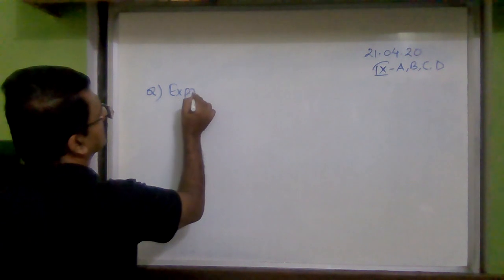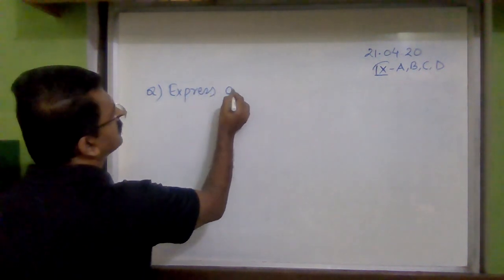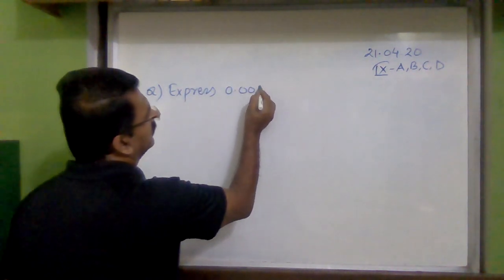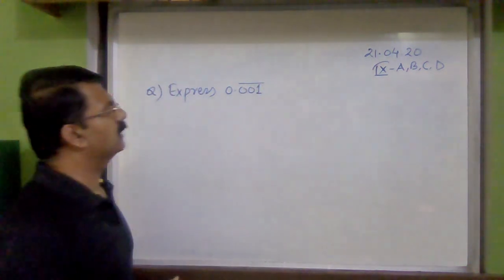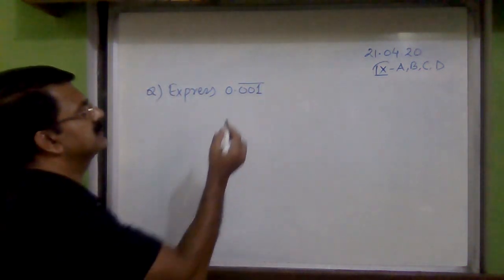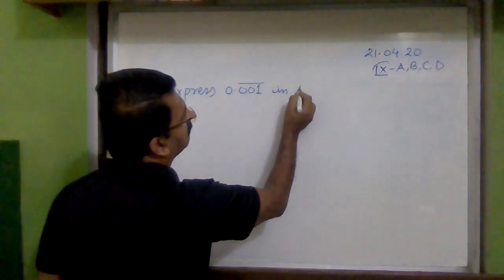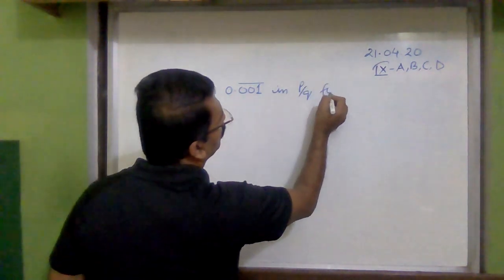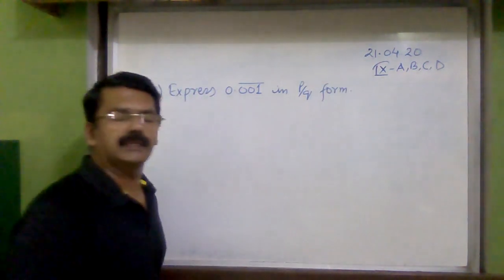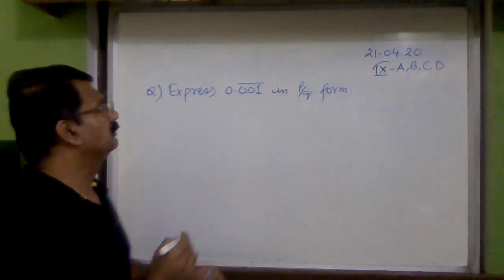Express 0.001 and 001 all are repeating decimals in P upon Q form.